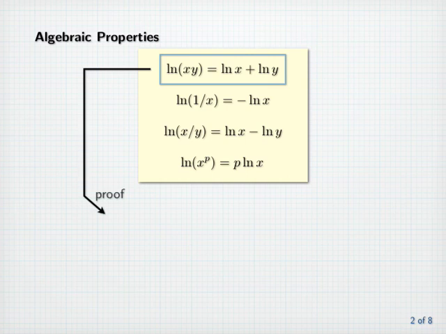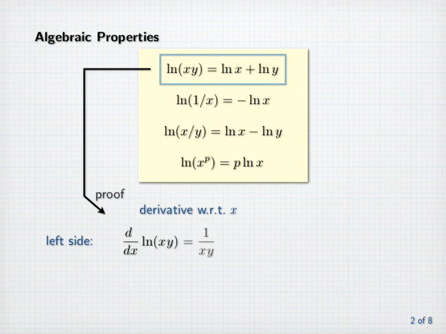The way this is done is by showing that the two sides of the equation have the same derivative with respect to x, which tells us that they differ by a constant, and by showing that they have the same value at x equals 1, which tells us that the constant by which they differ is 0. So we'll differentiate the left-hand side with respect to x, with y treated as a constant. By the chain rule, this is going to be 1 over x times y times the derivative of x times y with respect to x, which is y. So we end up with 1 over x.